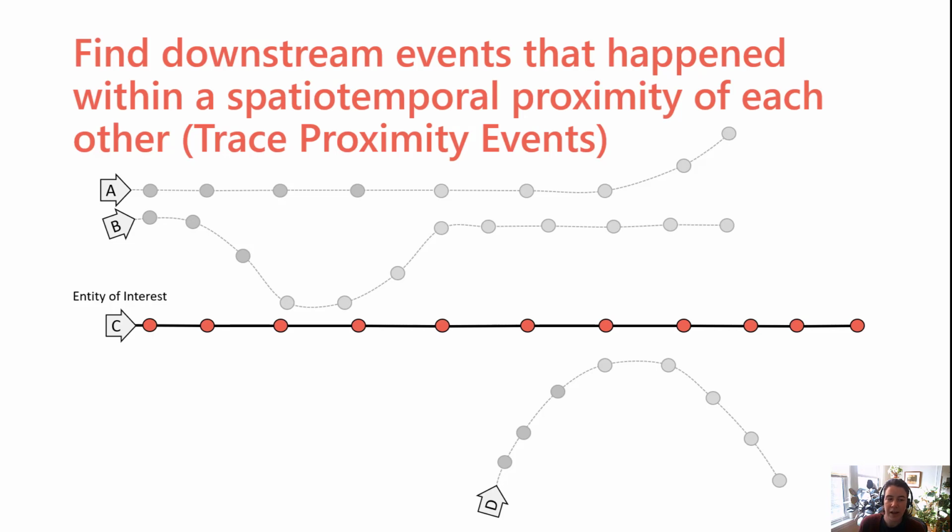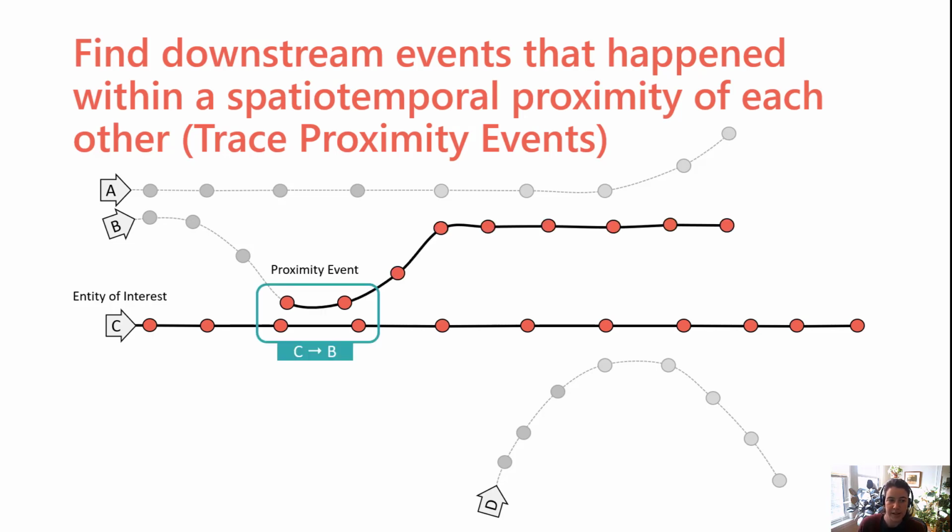So let's say that we have person C that has COVID-19. So they are our entity of interest. We specify some distance in time and space that we're interested in finding downstream events. So we could say, let's look for anyone that comes in proximity within 6 meters and within 5 minutes.